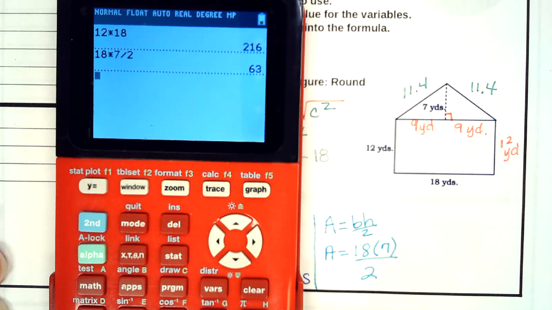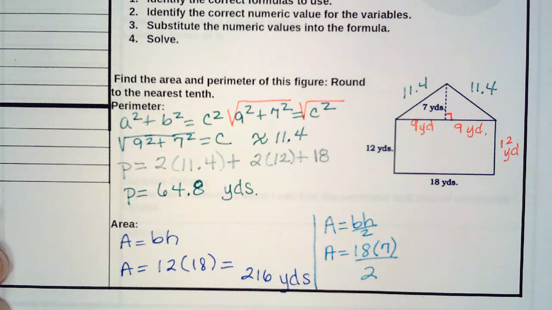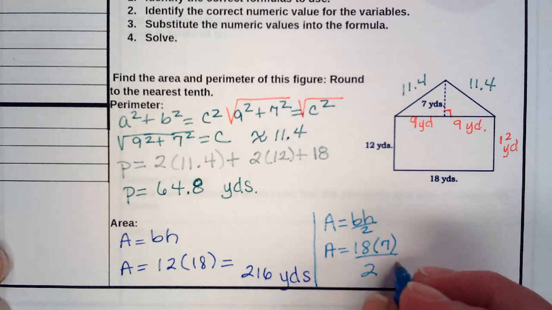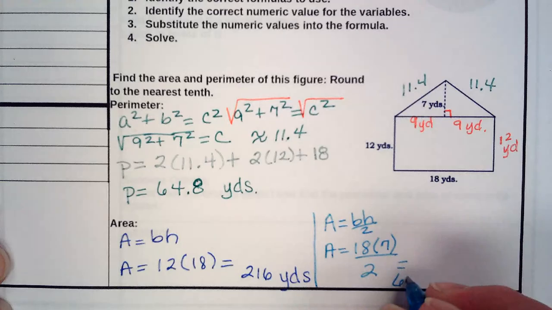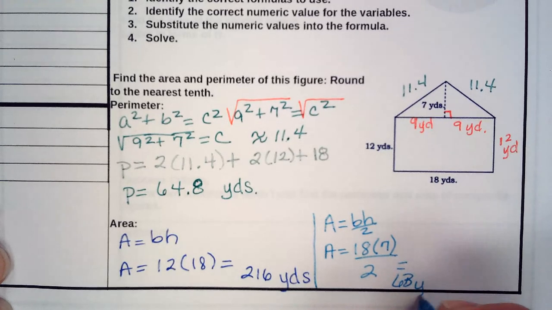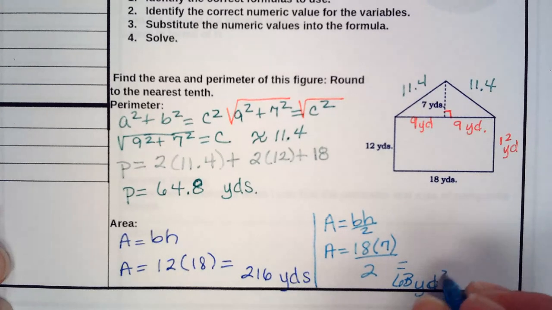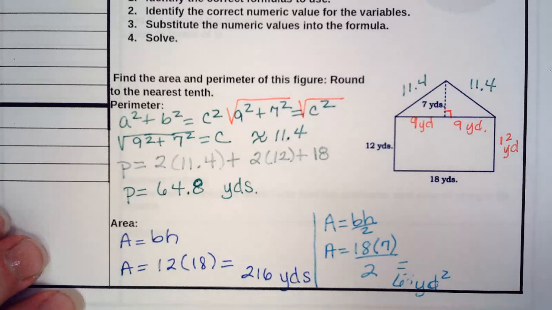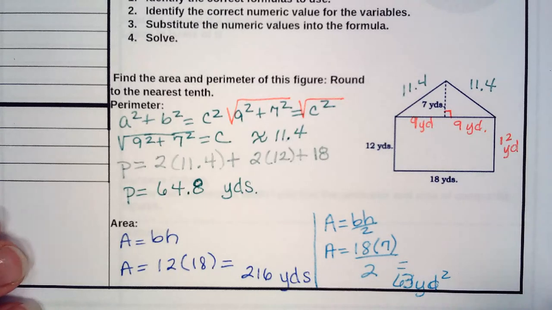You get 63. My brain immediately goes to half of 18 is 9, and 9 times 7 is 63. This will be 63 yards squared. That's a terrible 3. Am I done yet?